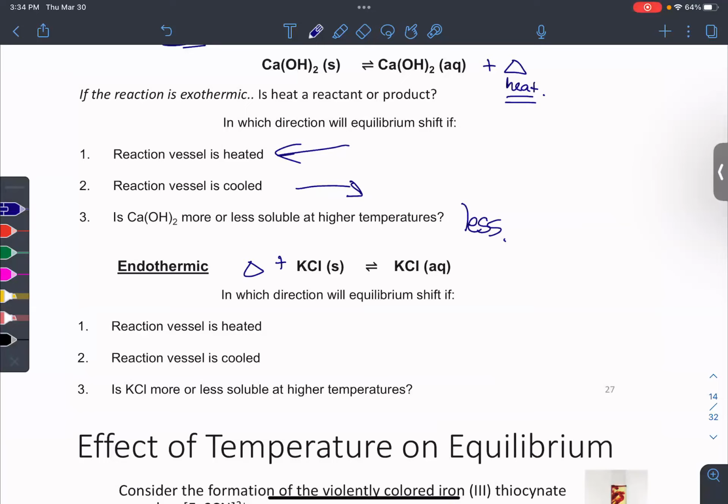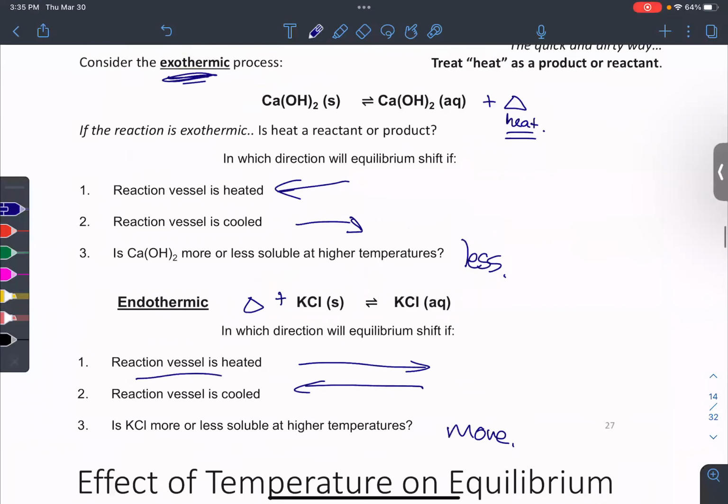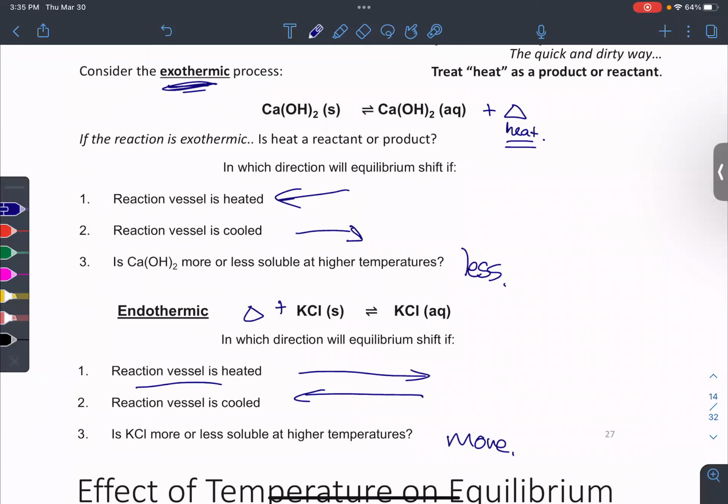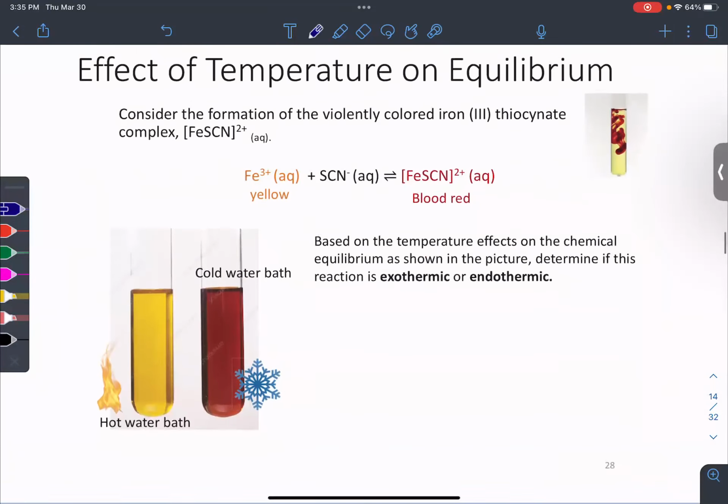So what happens when we heat the vessel? We're adding triangle. Which way will the reaction shift? The products. What if we cool the reaction? You're removing triangle, you're removing a reactant, so it shifts to the reactants. So is potassium chloride more or less soluble at higher temperature? More. Yes, it is more soluble. Okay, cool. All right, so again, the quick and dirty way is to just treat heat as a reactant. So let's look at this example, then we'll do the demo.